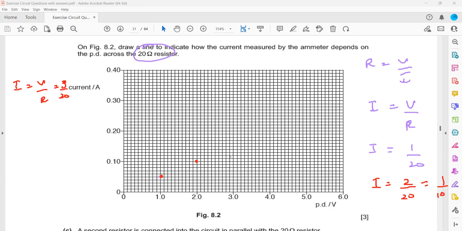Same thing, we find the value of the current. As we are changing the voltage, the resistance is not changing; it is 20. So when the voltage is 4, the current will be 0.2. When it is 5, it will be 5 divided by 20, that will be 0.25.